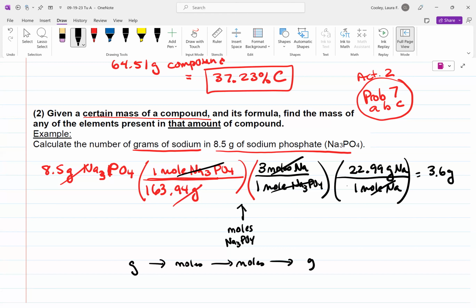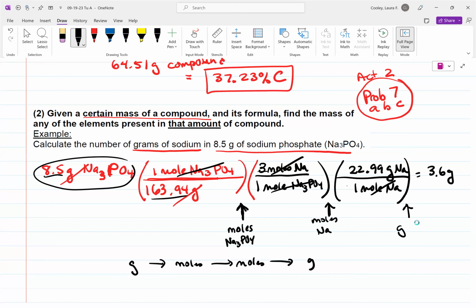Why do I call it that? Grams of compound to moles of compound. If you stopped here, you would have moles of the compound. If you did your math here, this 8.5 times 3 divided by this, you would have the moles of sodium. And over here, you now have grams of sodium.